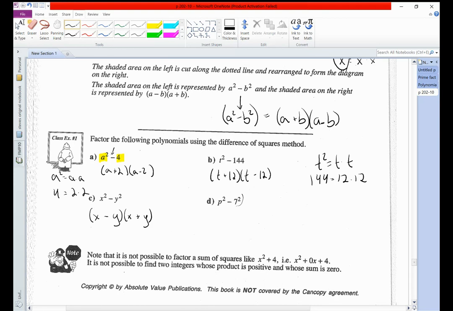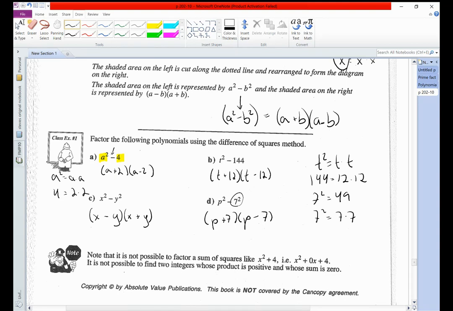This one's weird. They just show it as a 7 squared. Normally that would be p squared minus 49, because 7 to the power of 2 is 49. But 7 to the power of 2 is also 7 times 7. So the first term, p squared, is a perfect square, p times p. 7 squared is obviously a perfect square because it's 7 multiplied by itself. One's a plus, one's a negative, and we're done.